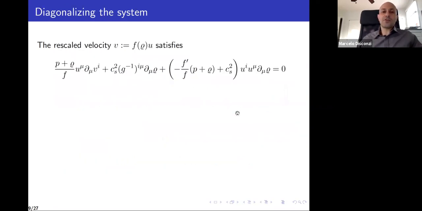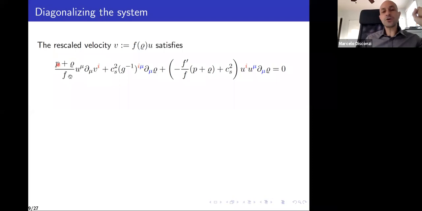So let me start telling you about these good nonlinear variables. We are going to rescale the velocity by a certain function of the density, which is going to be chosen properly. So we introduce this new variable v, which I'm going to continue to call the velocity, which is this multiple of the density. And if you now use the original equations to write an evolution equation for v, you get this equation here. Let me point out that I'm already writing the evolution for the i component of v, which means the spatial components. It suffices to write the evolution for the spatial components because using the normalization, you can always write the zero component in terms of the spatial components.